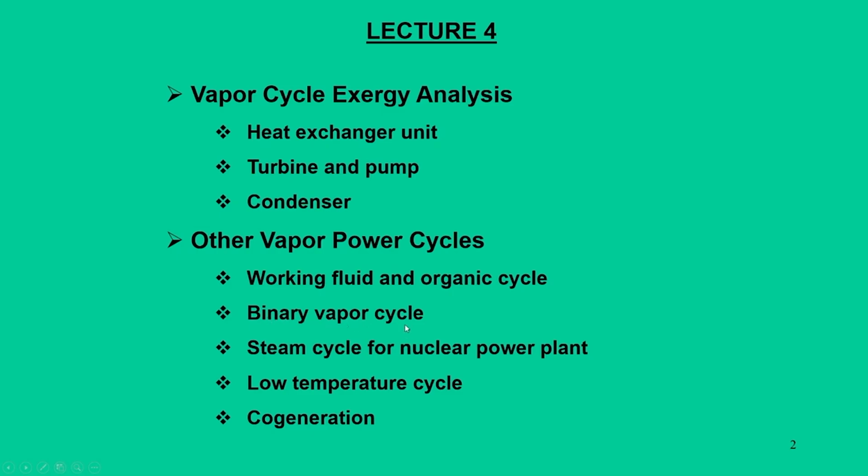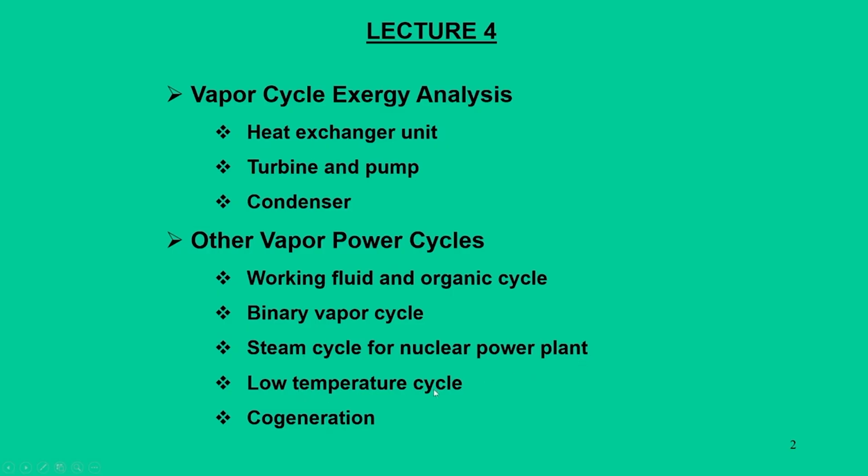Then we have other vapor power cycles. Here also we can have multiple working fluids, like in one case we can have water, and in other situations we can have some other fluids, like some of them can be organic fluids. Then we have the steam cycle that is operated for nuclear power plants. So, Rankine cycle is very common for nuclear power plant applications, where it supplies steam for the coolant of the nuclear power plant.